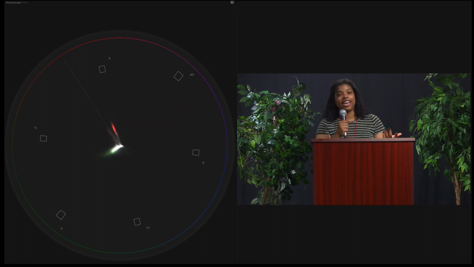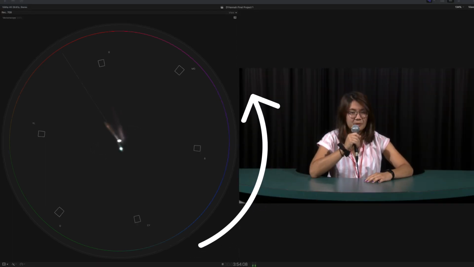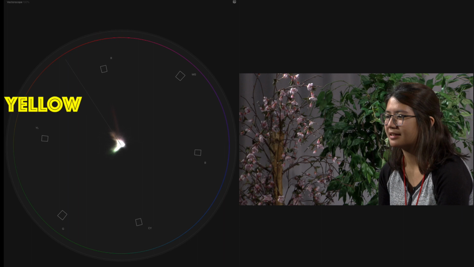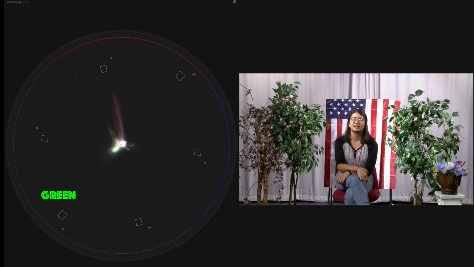Vector scopes provide a visual representation of chroma signals. This means it shows you the hues and saturation in your shot. These charts are always reliable, even when your eyes and your monitor are not. Movement around the outside of the circle shows change in hue. There are six hues that vector scopes focus on: red, yellow, cyan, magenta, blue, and green.